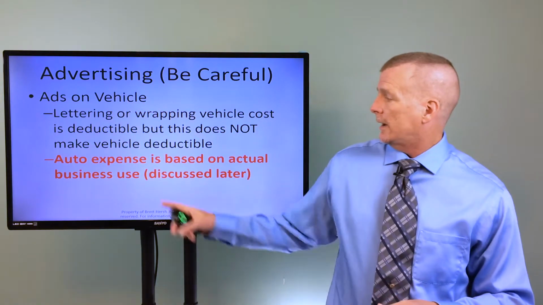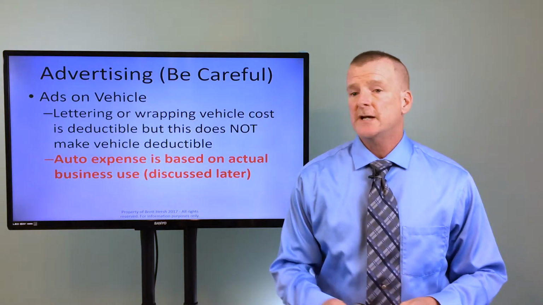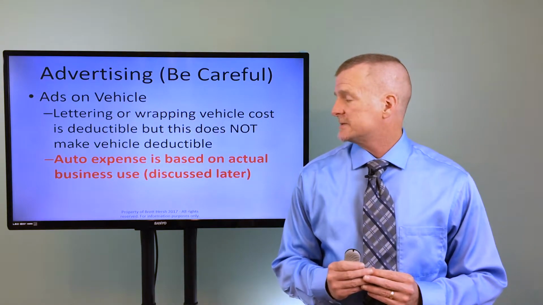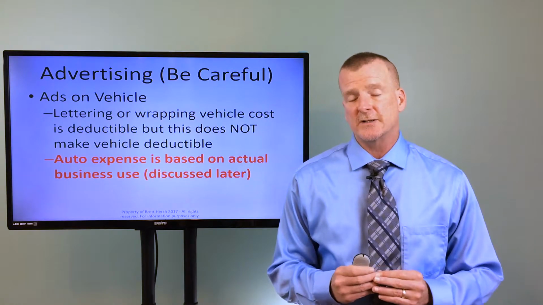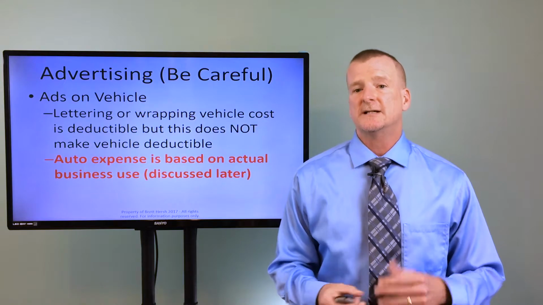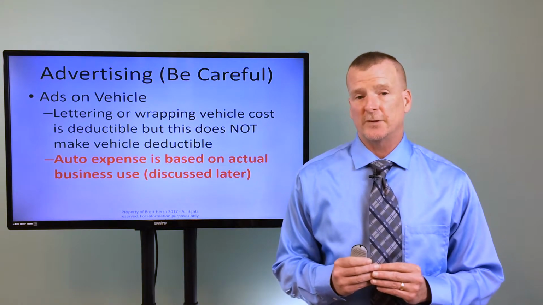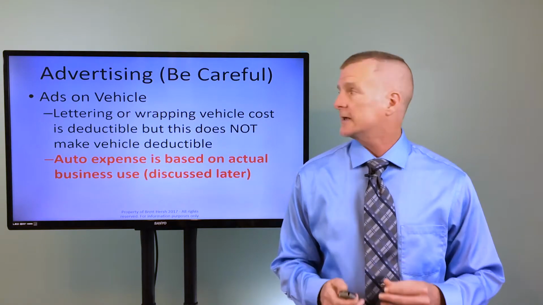So there you go. Auto expense, which we'll discuss in a lot of detail later in this course, is going to be based on actual business use. It's basically your percentage of mileage that you use for business that will dictate the amount of deduction that you're allowed to take for vehicle expenses. Not the signage or the wrapping on your vehicle or the magnets. Those are really 100% deductible.